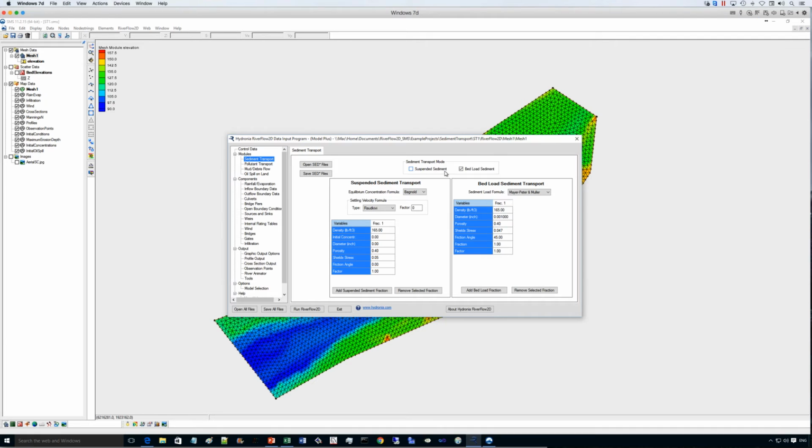You see you have suspended sediment that is not turned on here. You have bed load sediment. You can change your sediment transport formula here. You can add more fractions here. You can add as many fractions as you want or remove them. Add the data to each one of them. The same with the sediment size fractions for the suspended sediment.